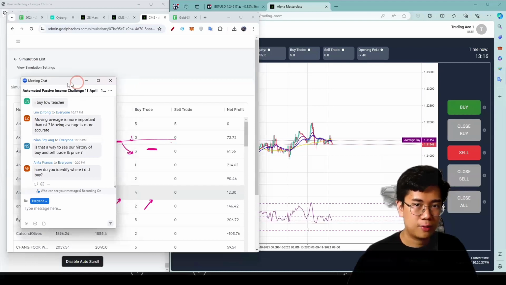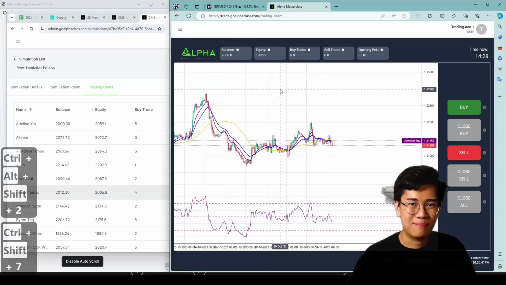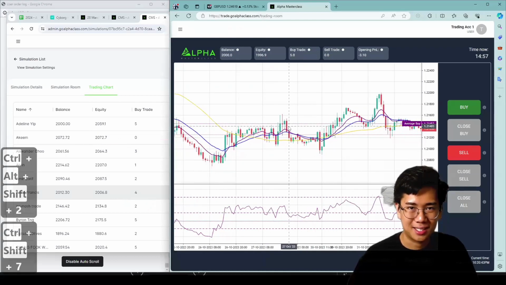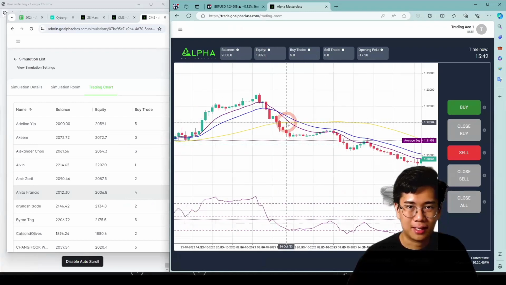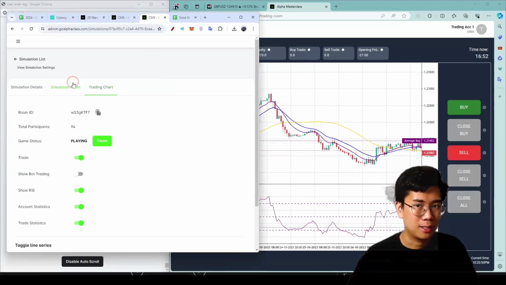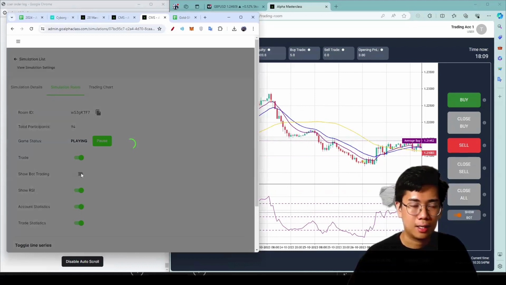How do you identify where I buy? You need to be a bit patient. You scroll in, bigger, right? Oh, by the way, I just forgot to activate this.